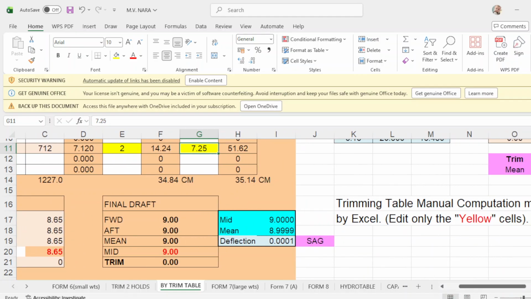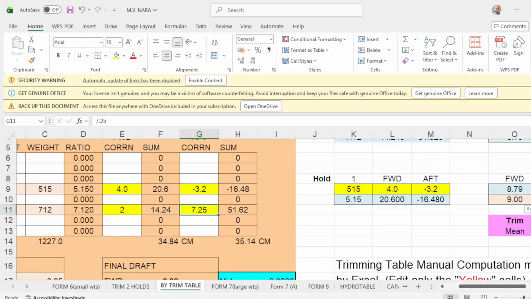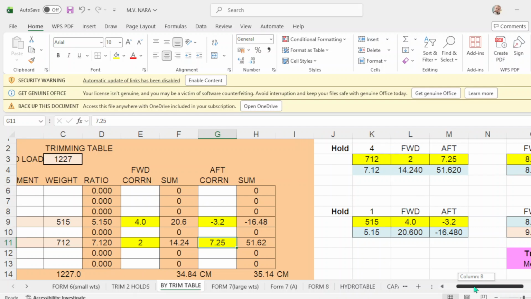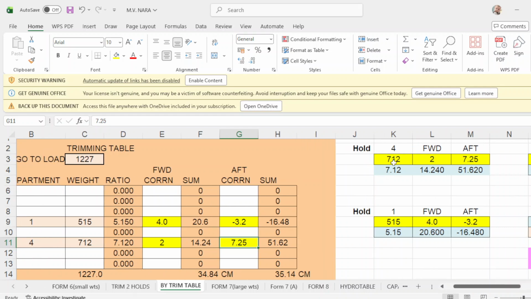Now take note, guys. You have to load first in hold number 4 so that you will have a good trim. Then after you load in number 1 to have it even keel. So in number 4, the cargo is 712. Correction is 2 meters forward and up is 7.25. And hold number 1, cargo is 515. The forward correction is 4 meters and up correction is negative 3.2. Okay?